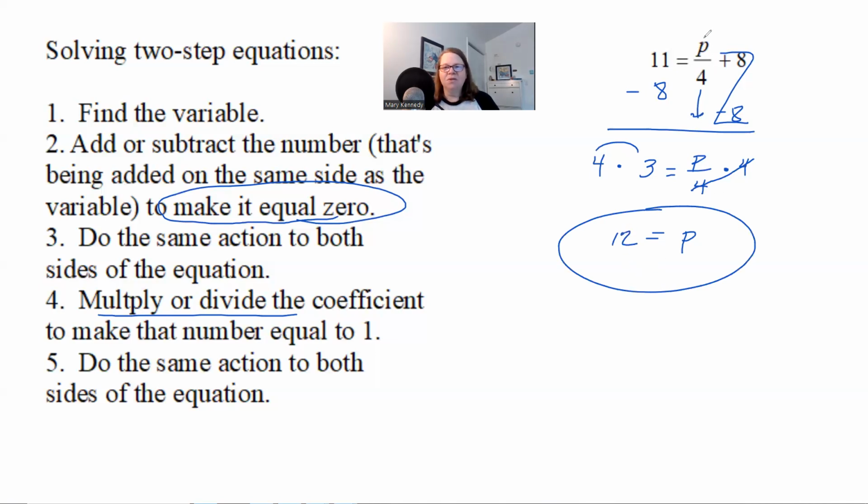So, if this is 12, 12 divided by 4 is 3. 3 plus 8 is 11. So it works. All right.